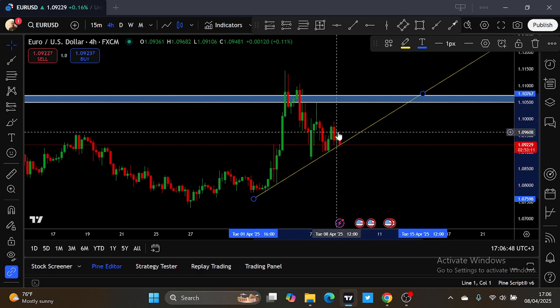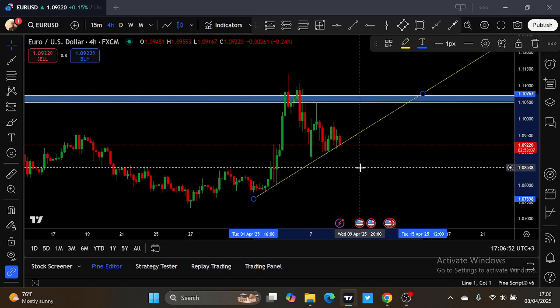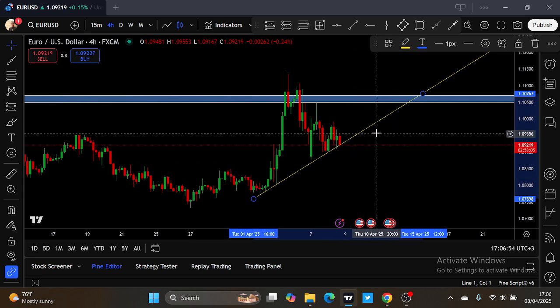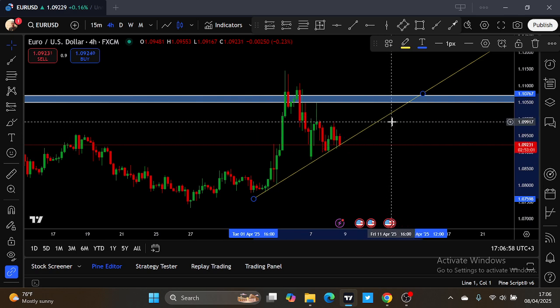We shall wait for the 4 hour to break here. When it breaks, we wait for a retest. As long as it retests and shows signs of moving down, that is when we enter. Before it breaks and retests, we do not enter. No matter how juicy the setup looks, we do not enter, because if you enter there, you would have no confirmation. That is it, guys. So that is how simple it is.